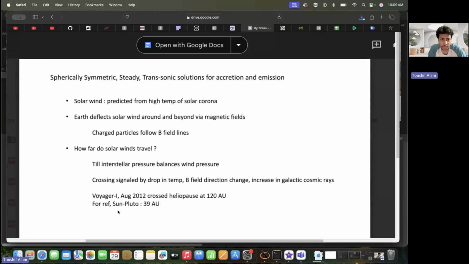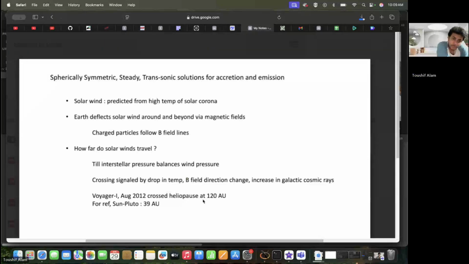Okay, this is the heliopause at 120 AU. This is the distance the solar wind follows. You can see this is very large.